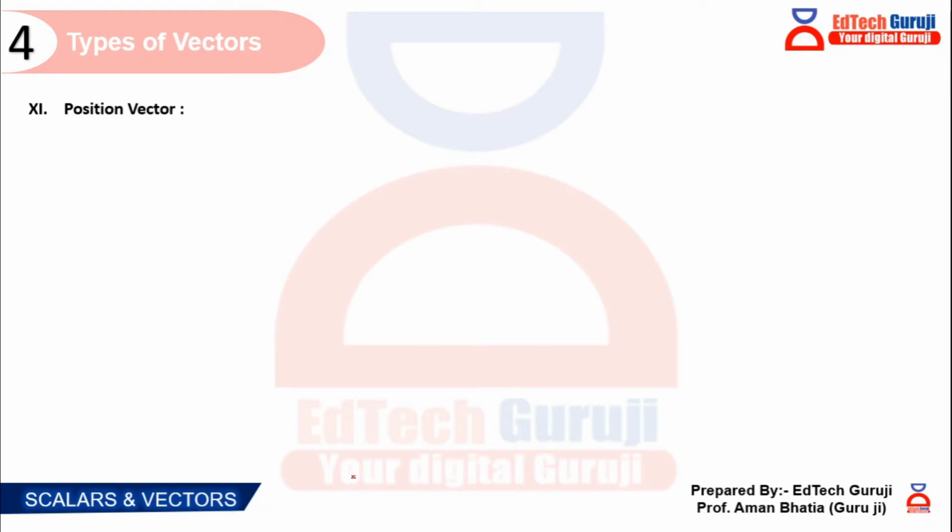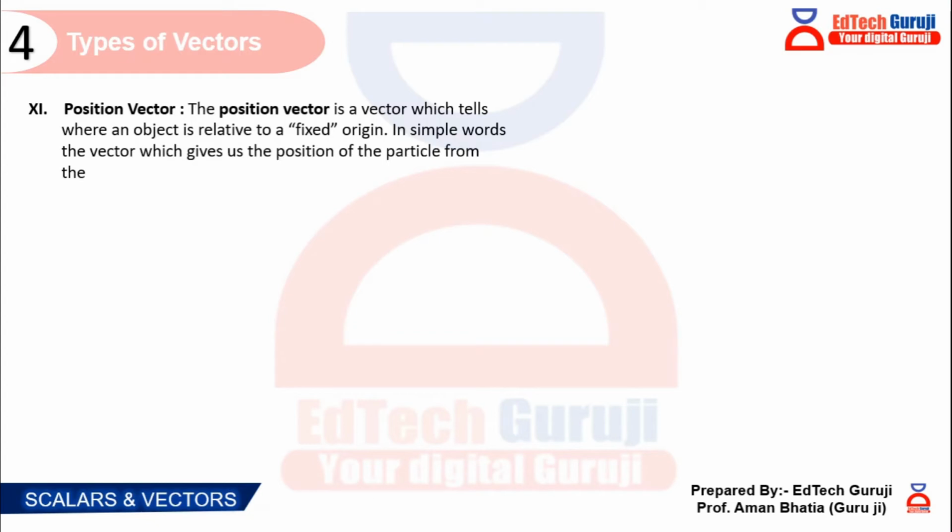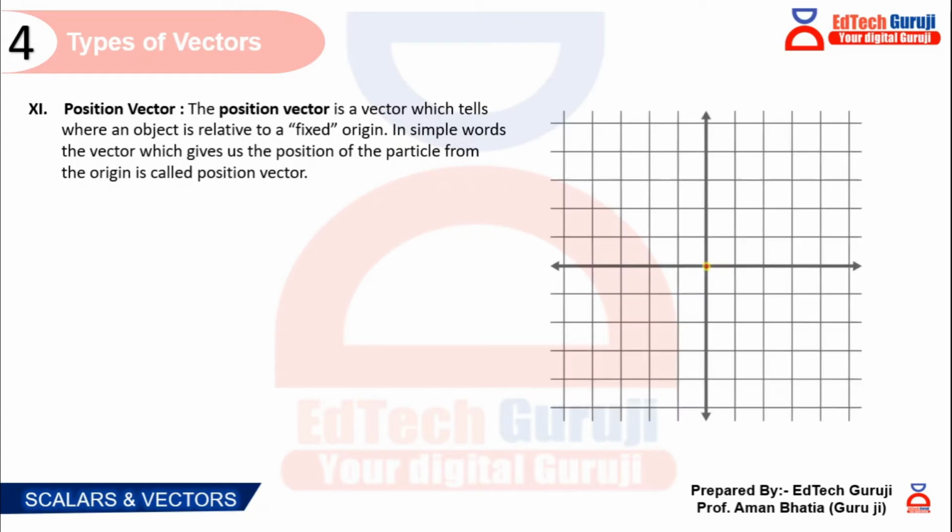Now, what is a position vector? The position vector is a vector which tells where an object is relative to a fixed origin. In simple words, it is that vector which gives us the position of the particle from the origin. Such a type of vector is called a position vector. Let us say we have a plane, and here we have our origin. Once the plane is defined, I can't change my plane, because the position vector is like a localized vector. It is a vector giving me the relative position of the object with respect to a fixed origin.